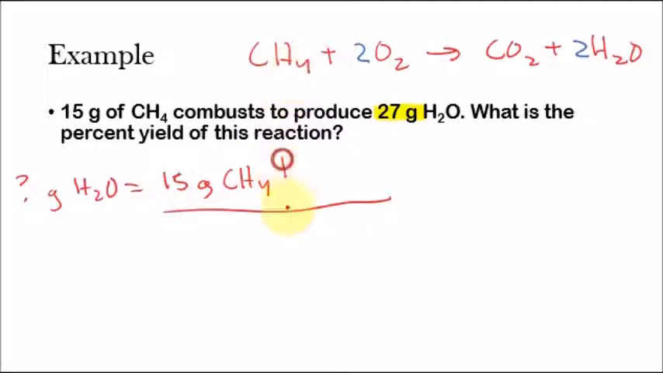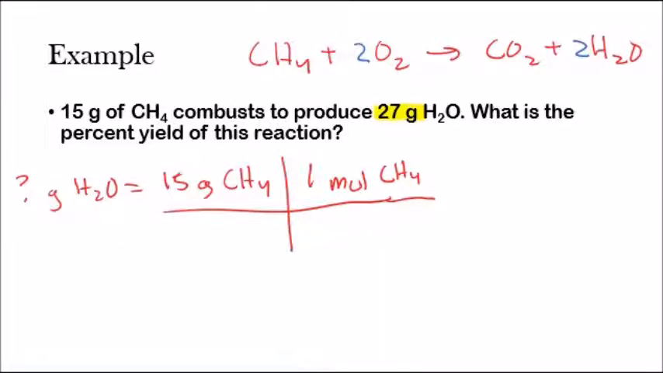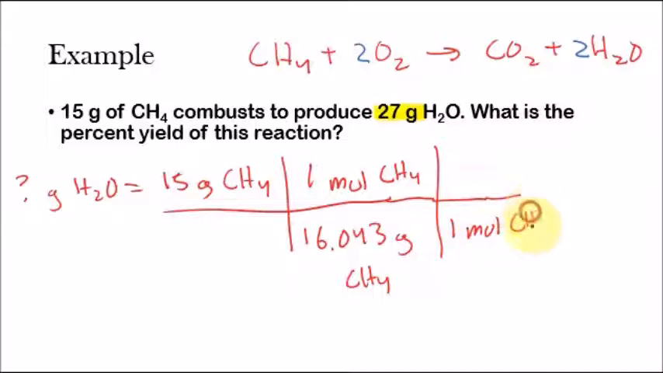The first step is to convert this to moles. 1 mole of CH4 has a mass of... carbon has an average atomic mass of 12.011, and hydrogen has an average atomic mass of 1.008, which we multiply by 4. So 16.043 grams is the molar mass of CH4. Then we can use the mole ratio. The reaction tells us that for every 1 mole of CH4 that reacts, 2 moles of H2O are created.